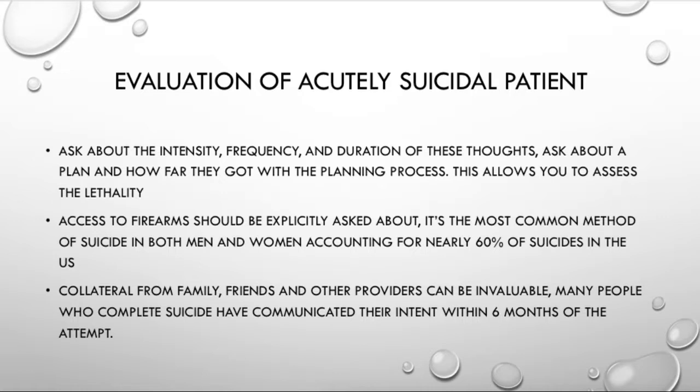Also, collateral information. Anytime someone comes in and says they're suicidal, talk to a family member, talk to a friend, and other providers. Figure out, what's going on here? Who have they communicated with? Who have they told about these thoughts? Have they verbalized any kind of plan to those people? And is it anything different or contrary to what you already have? So that's another important point.